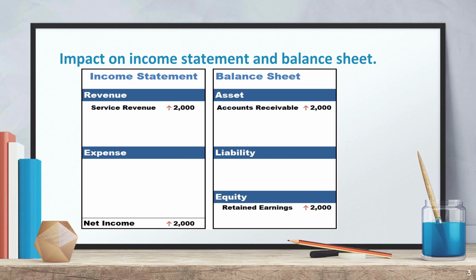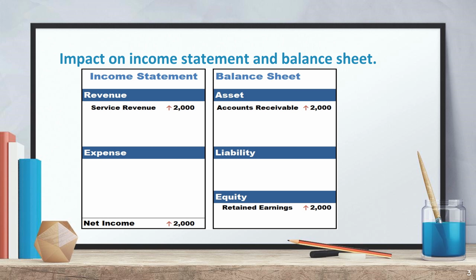In our example, the revenue from the services provided is recorded as service revenue. So, on the income statement, we would see an increase in service revenue by $2,000, which contributes to the company's total revenue. The net income also increases by $2,000, assuming there are no expenses.